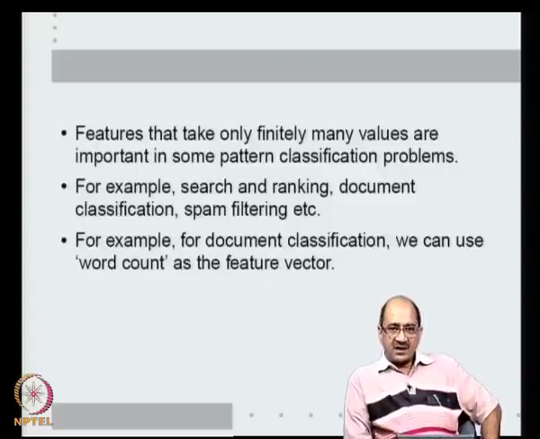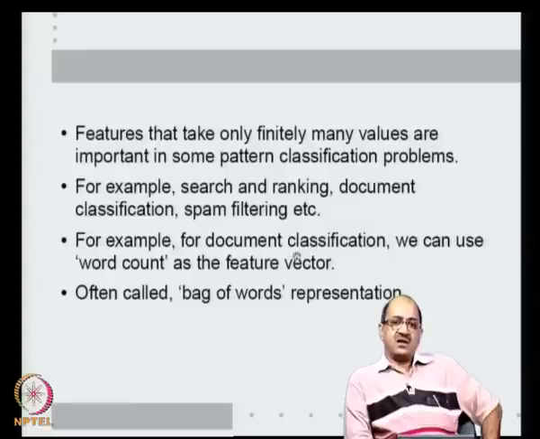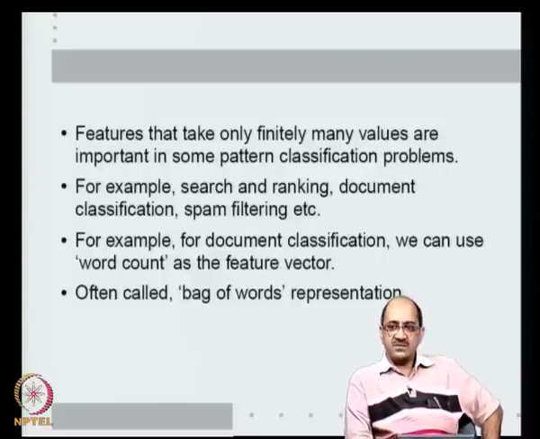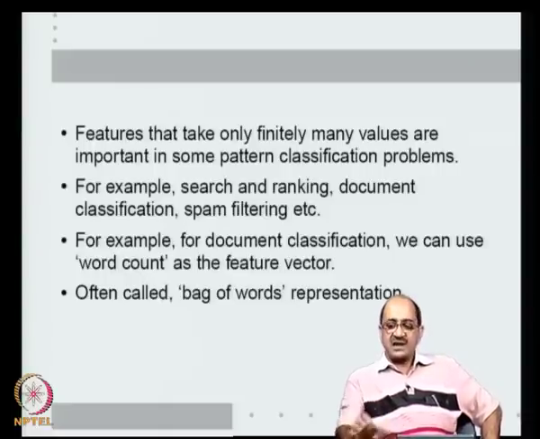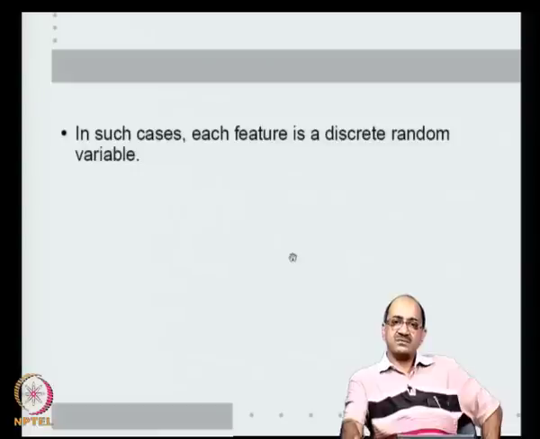As a matter of fact, this word count as a feature vector is very often used in document classification. It is called a bag of words representation. We choose some dictionary of words, say 20,000 words, and then each document is represented by a 20,000 dimensional vector, where each component of the vector tells you how many times the corresponding word occurs in that document. Which means each feature would be a discrete random variable. In such cases, each feature is a discrete random variable.